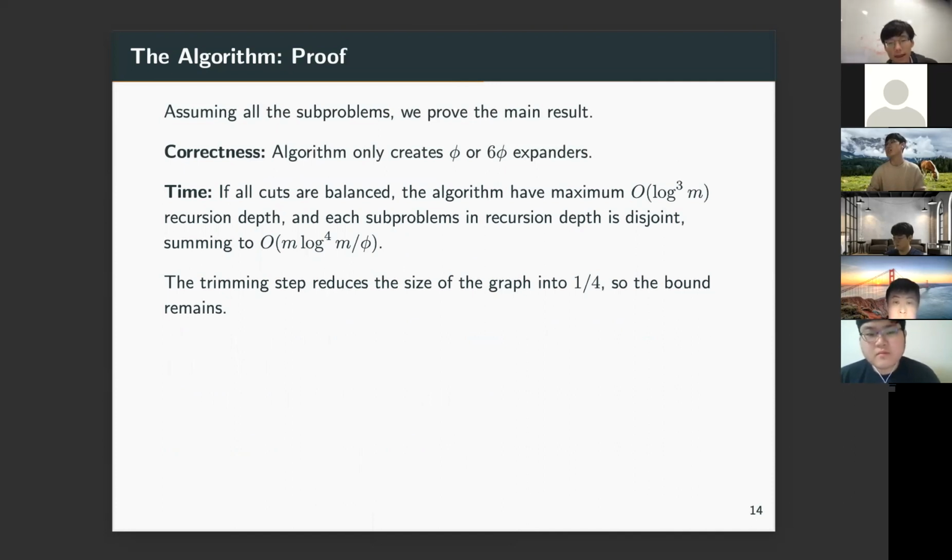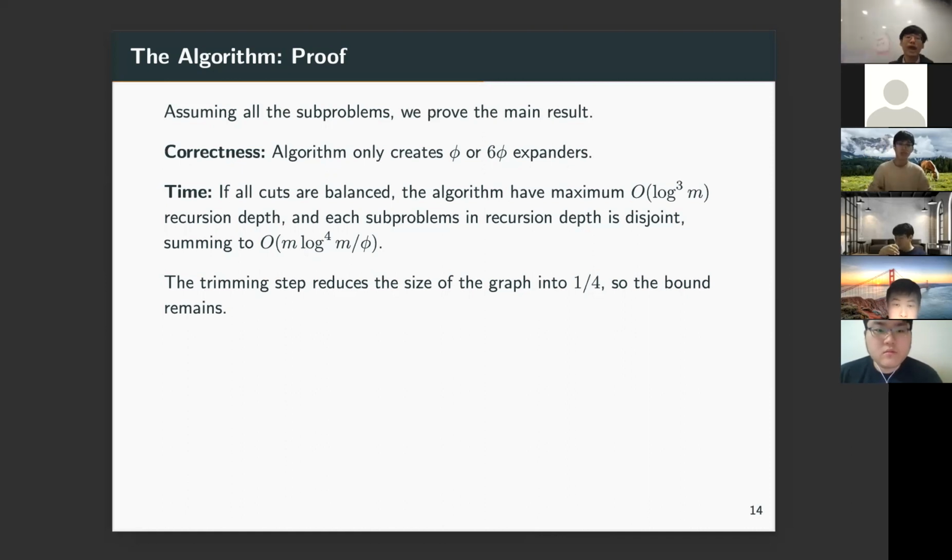All the cuts are balanced. The algorithm has maximum log third recursion depth. It's because you need log square steps to make it 2/1, so you multiply log square by log. So you have log third m, and each subproblem is disjoint. So you have m log m divided by phi multiplied by log third, so you have log quartic.